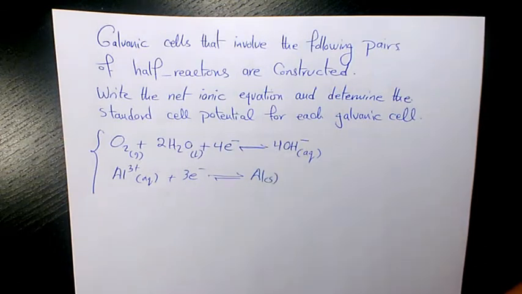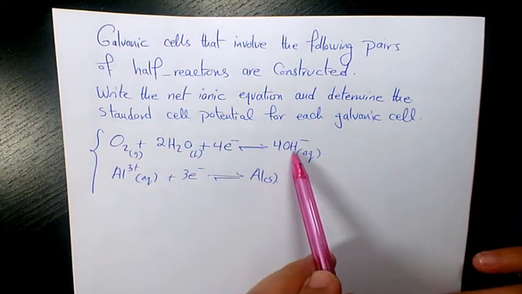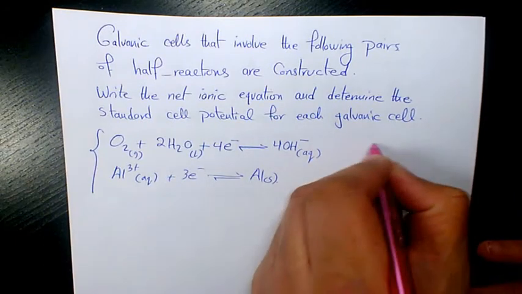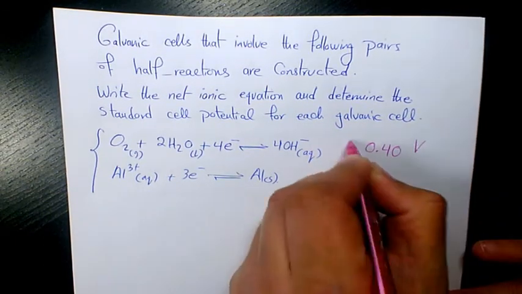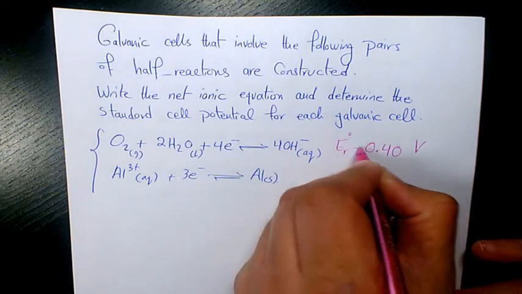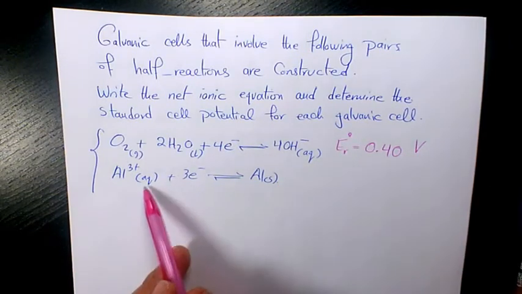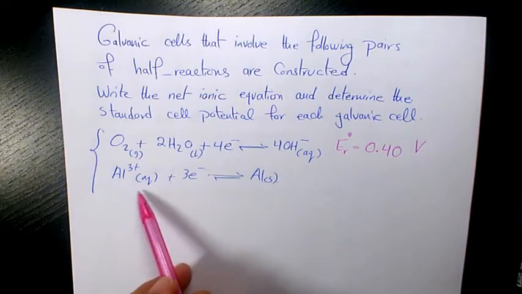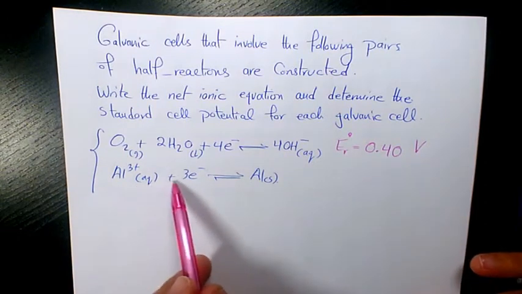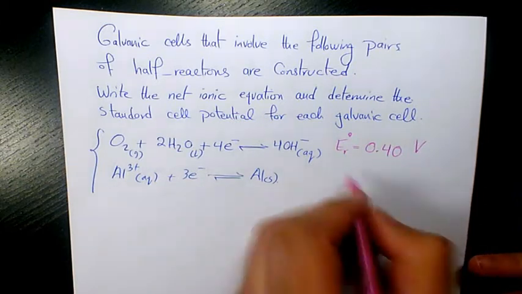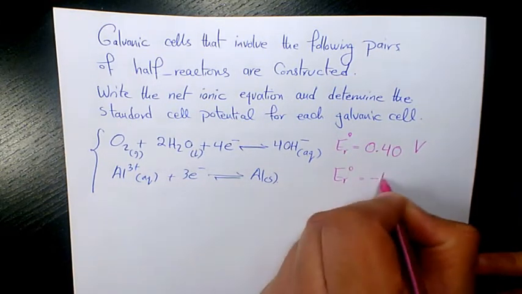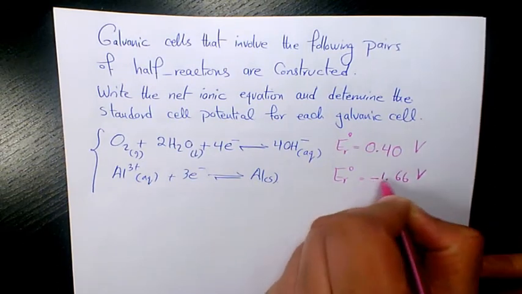With these two half reactions, the first thing I need to do is use the standard reduction potential table and find these half reactions there. I can see the first one. When I find it, it says 0.40 volts. That's the standard reduction potential. And for the second reaction, Al3+ plus 3 electrons gives Al, that's going to be negative 1.66 volts.